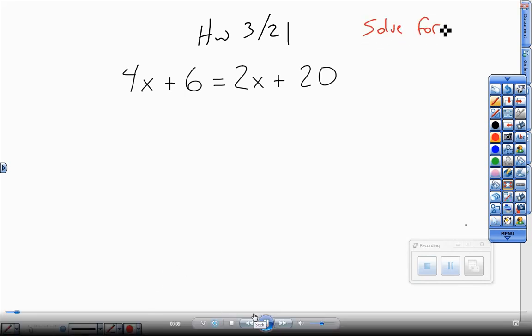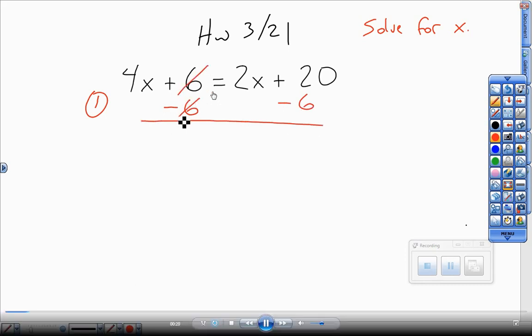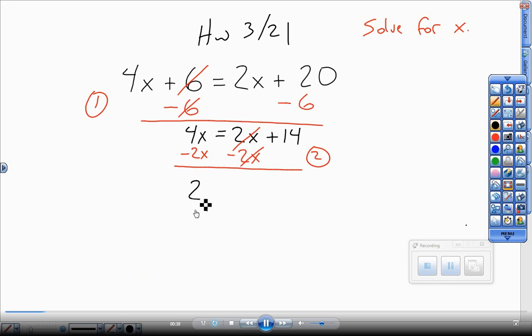So again, I'm going to solve it. I'm going to start on the left side. I'm going to get rid of that plain old 6 on the left. Minus 6 to both sides. Again, write this down. And then after that, bring down the 4x, bring down the equal, bring down the 2x. 20 minus 6 is 14. Stay on that right side and get rid of the 2x. Minus 2x, minus 2x. Those will cancel away. 4x minus 2x is 2x.